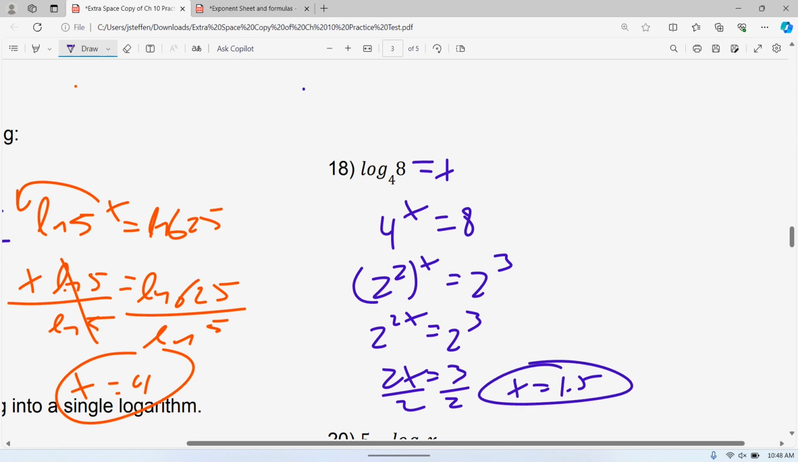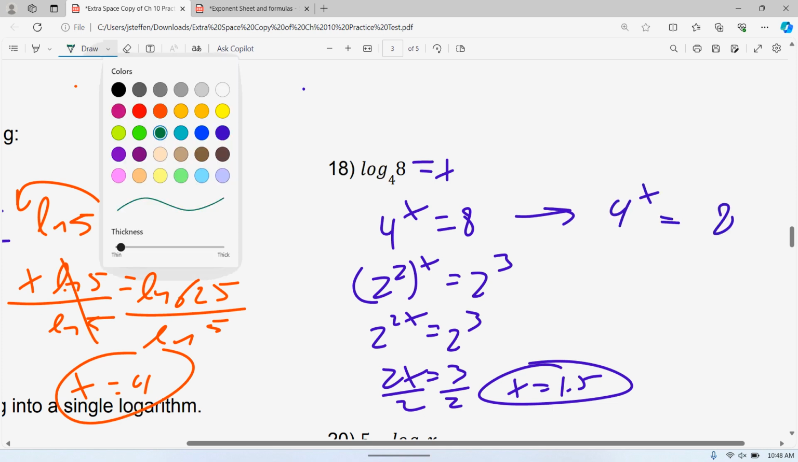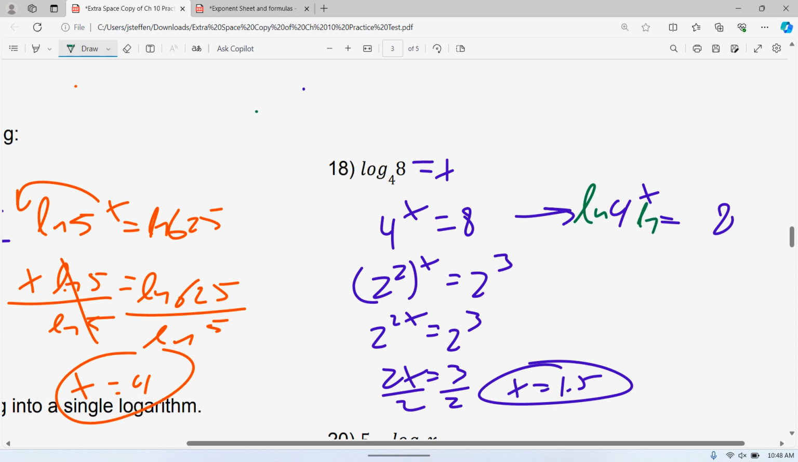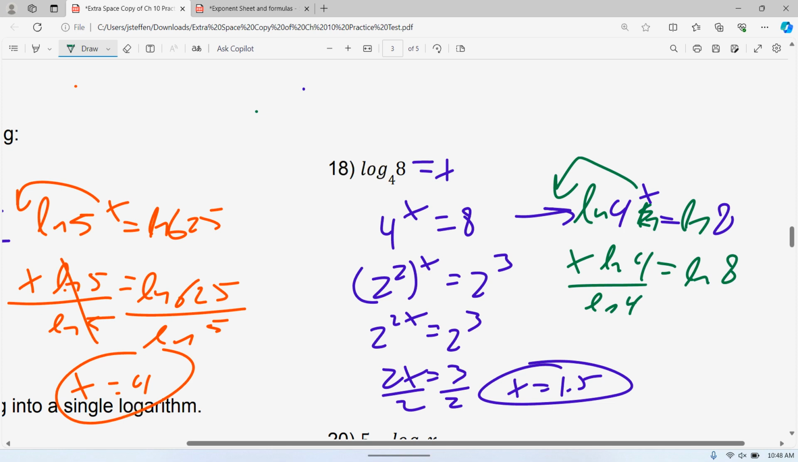We have 4 raised to the x equals 8. x times the natural log of 4 is equal to the natural log of 8. Divide both sides by the natural log of 4. You get x is equal to, same thing, 1.5.